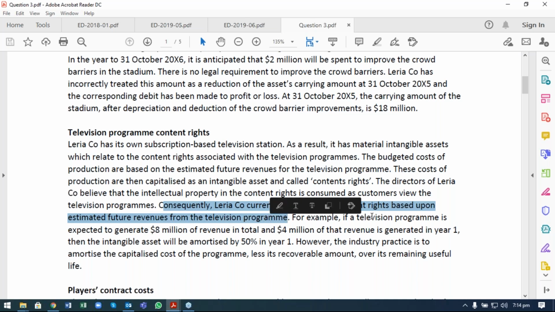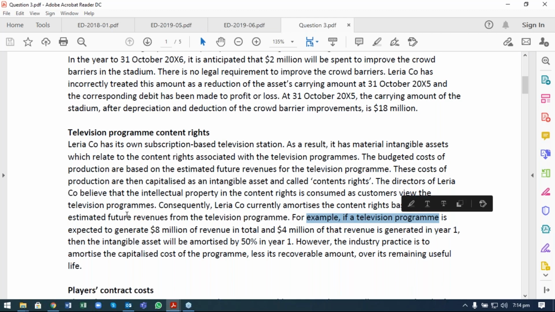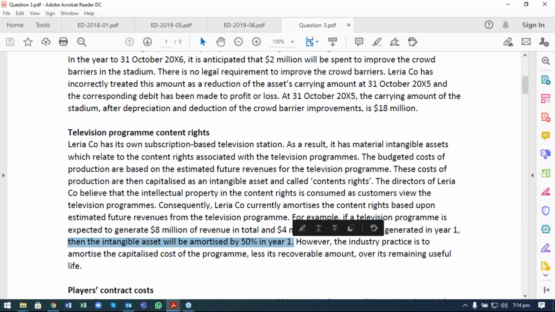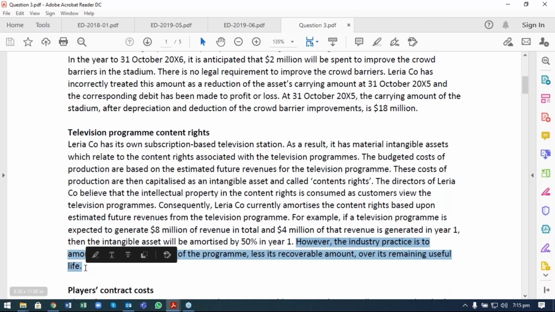program. For example, if a television program is expected to generate 8 million of revenues in total and 4 million of the revenue is generated in 1 year, then the intangible asset will be amortized by 50% in year 1. Is it clear? The company is amortizing its intangible based on the revenue the item is generating. However, now there is a conflict with industry practice. The industry practice is to amortize the capitalized cost of the programs less its recoverable amount over its remaining useful life. So how does industry practice differ?